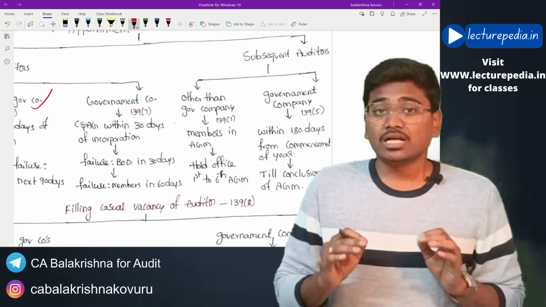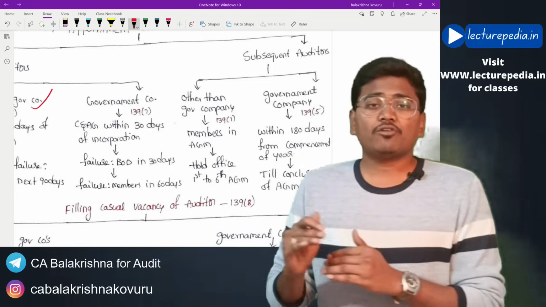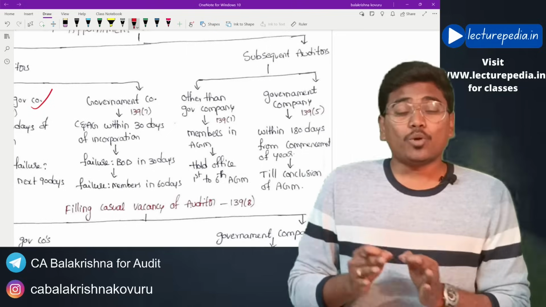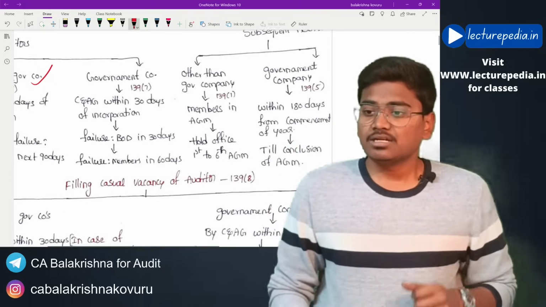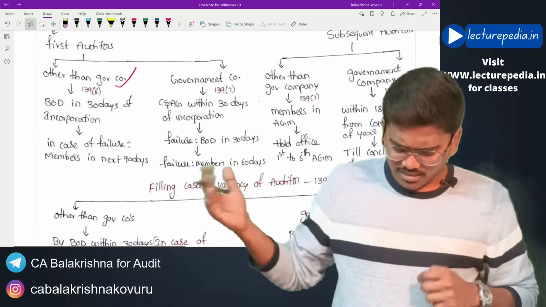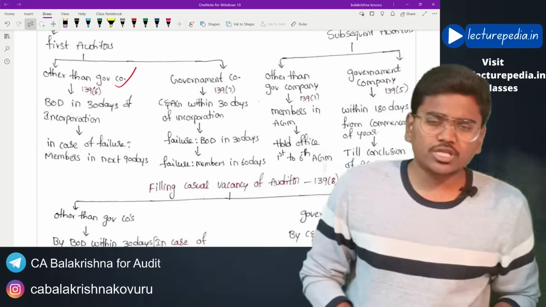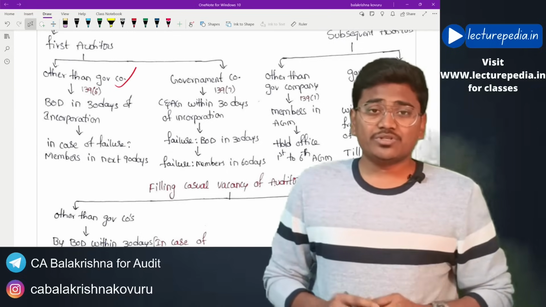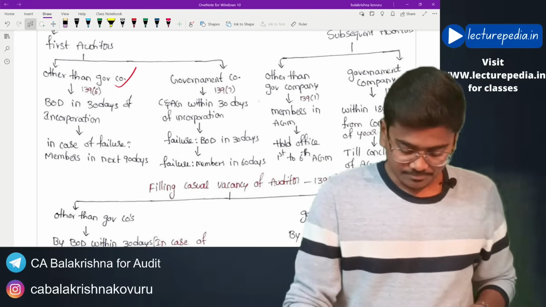And coming to the subsequent auditor of a government company, he will be appointed by the C&AG within 180 days from the commencement of the financial year. Hope this is clear. And that subsequent auditor of a government company will hold office till the conclusion of the next annual general meeting. These are the provisions related to appointment of auditor of a company.